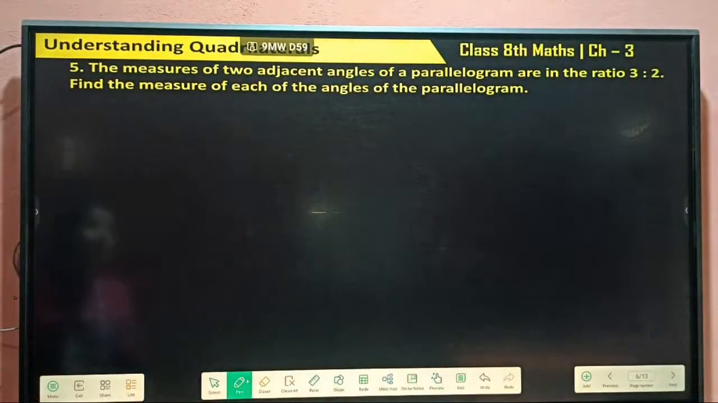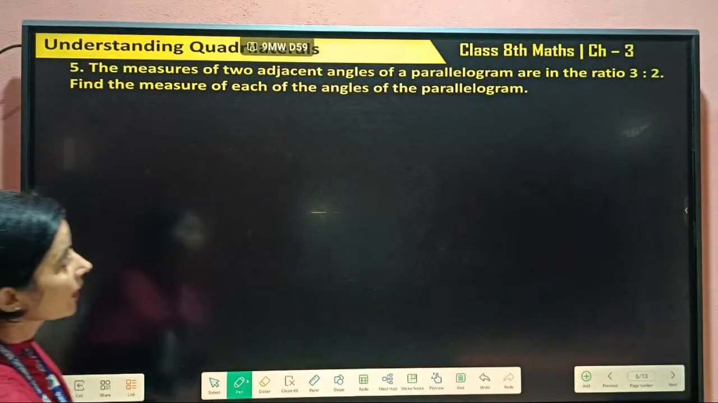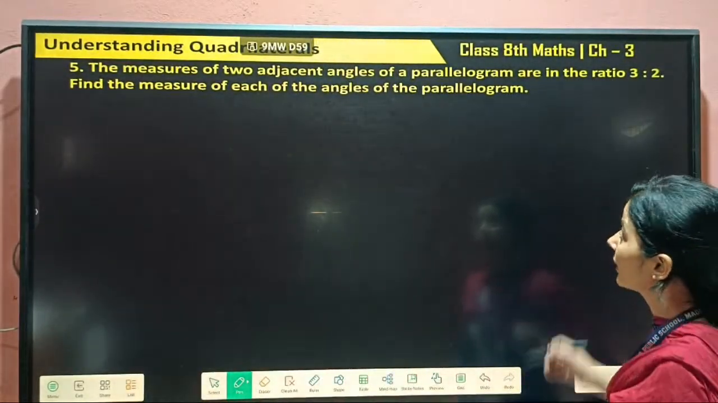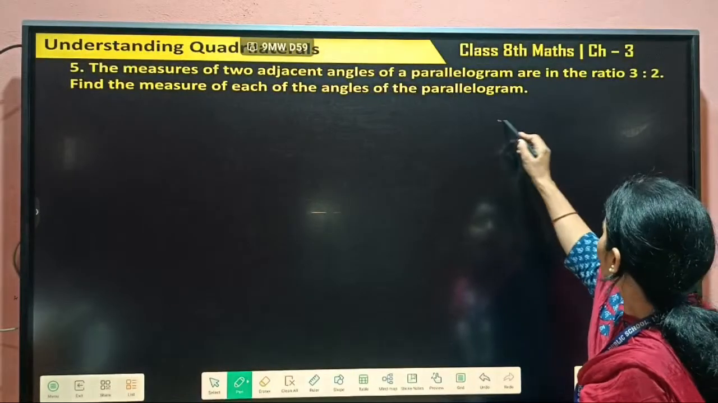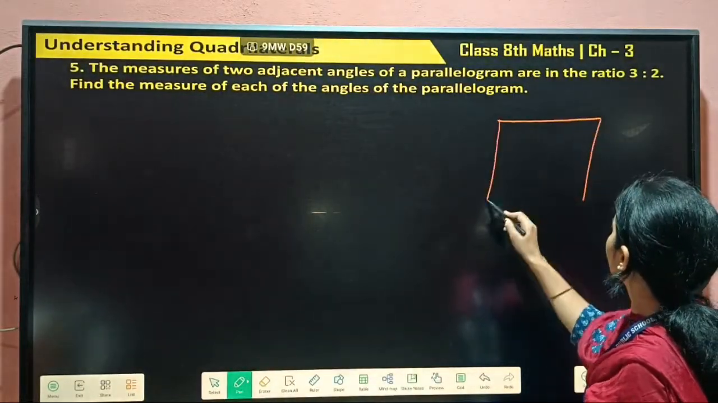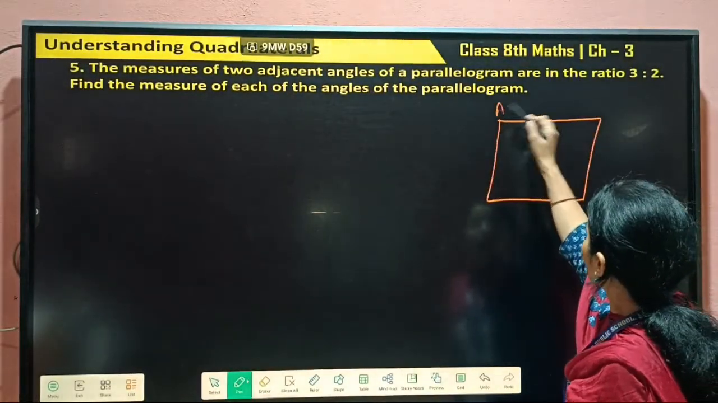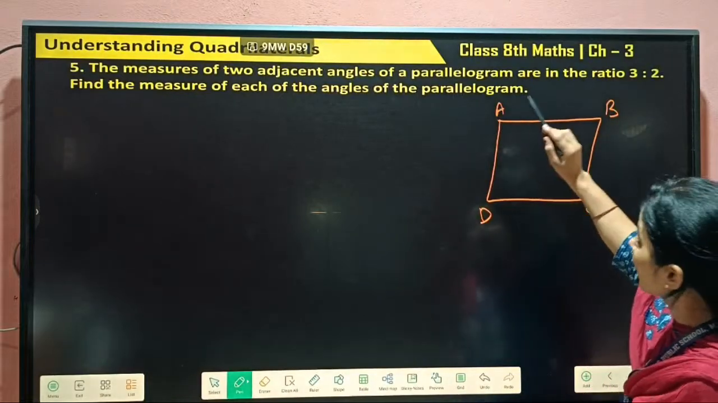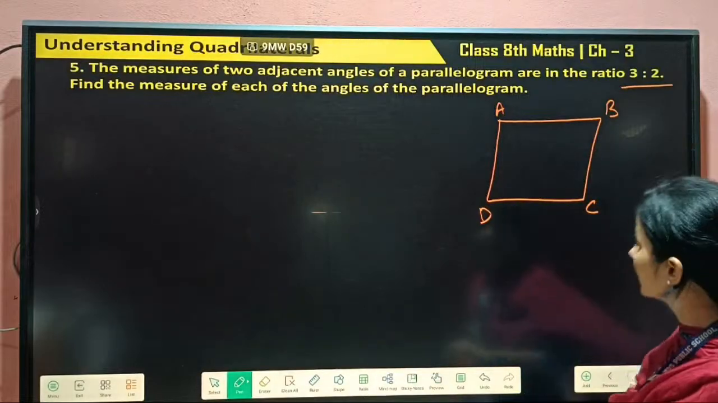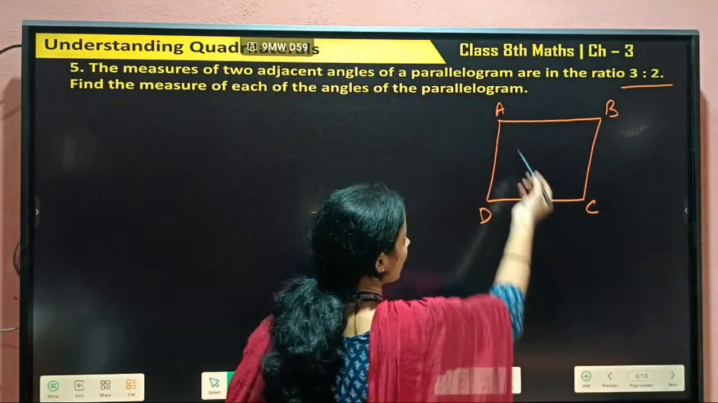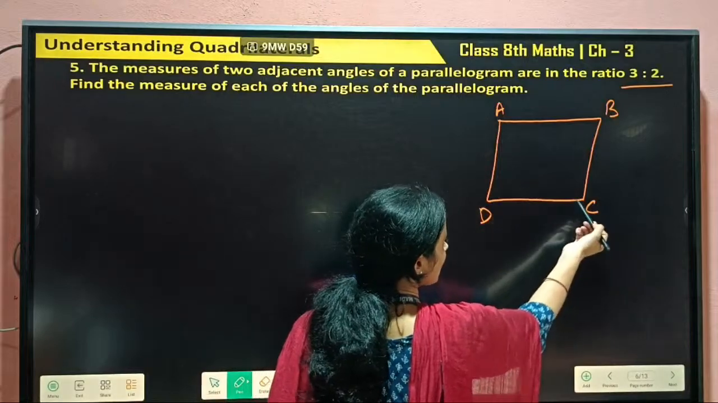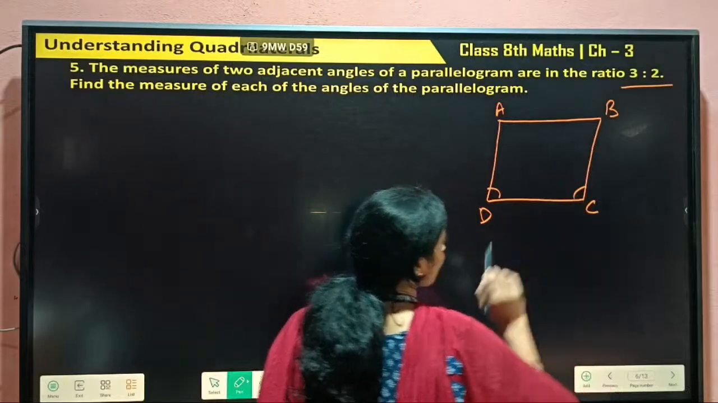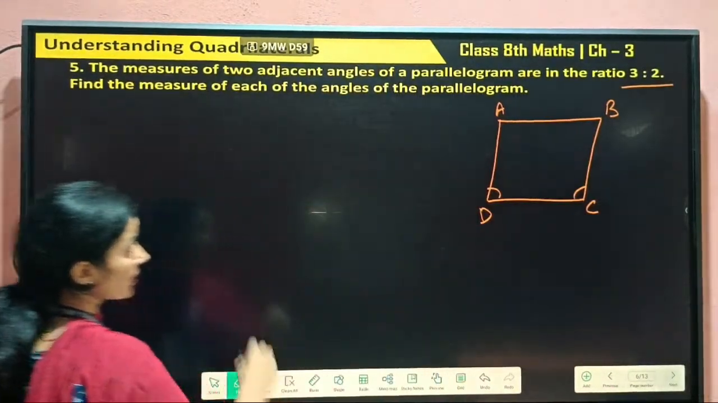Next is the measure of two adjacent angles of a parallelogram are in the ratio 3:2. Find the measure of each of the angles of the parallelogram. This is a parallelogram. Name A, B, C, and D. Adjacent angles are in the ratio 3:2. Adjacent angles are A and D, D and C, C and B, B and A. Let us consider these are given to us, D and C. These are also adjacent angles.